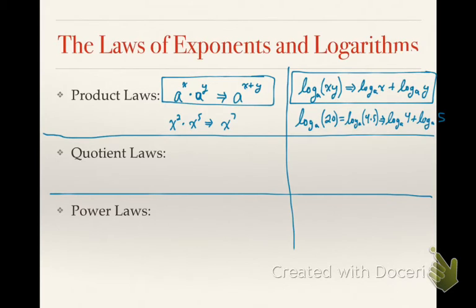The quotient laws are when you're dividing, in the exponential form, dividing by the same base. So a to the x over a to the y. Same base, so what you do is you subtract the exponents. That's the quotient law for exponential expressions. So for instance, if I had x to the 10th over x to the 7th, that gives me x to the 3rd. 10 minus 7 is 3.